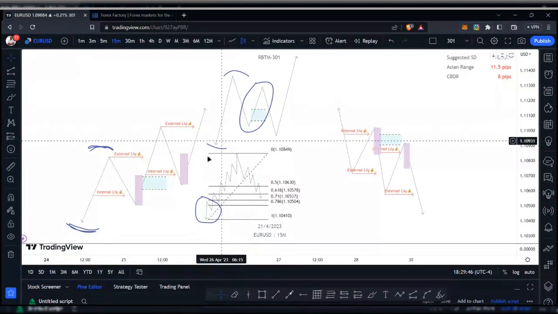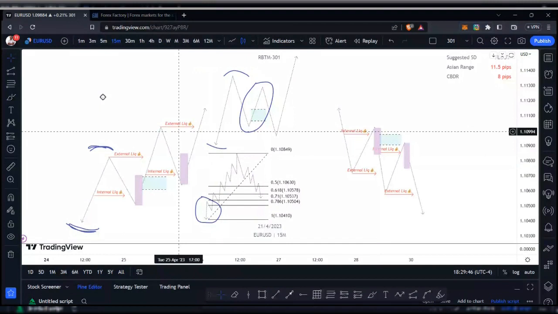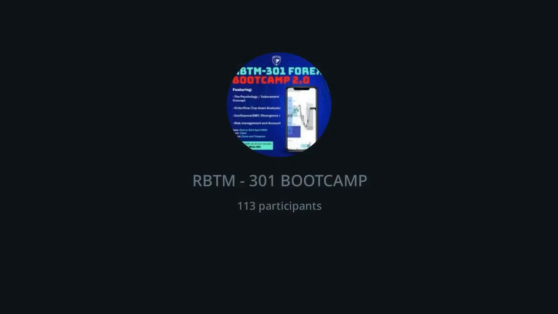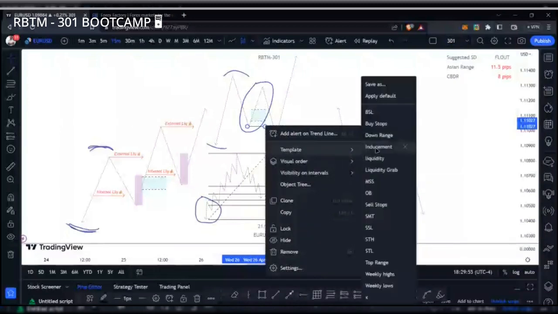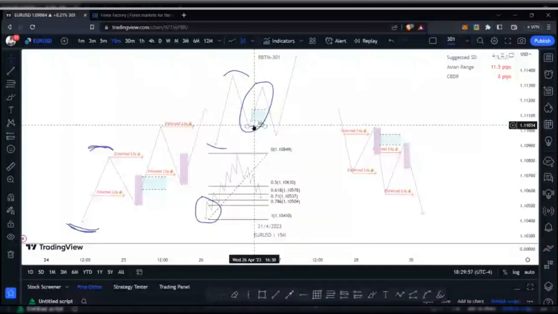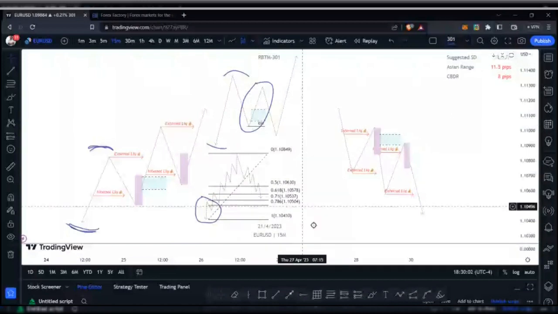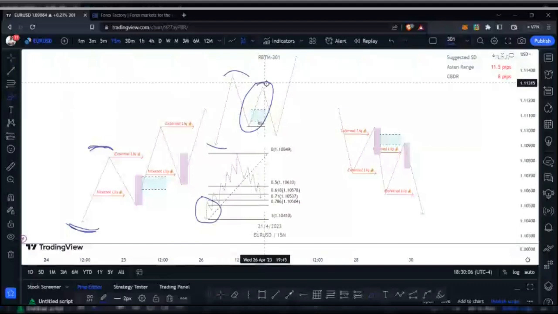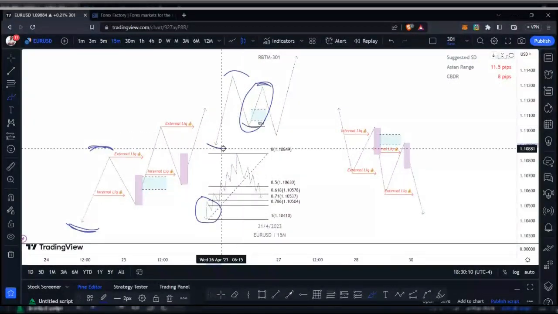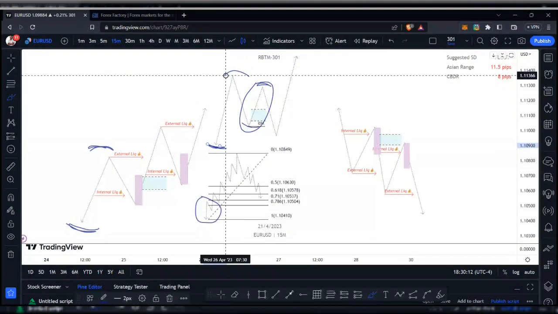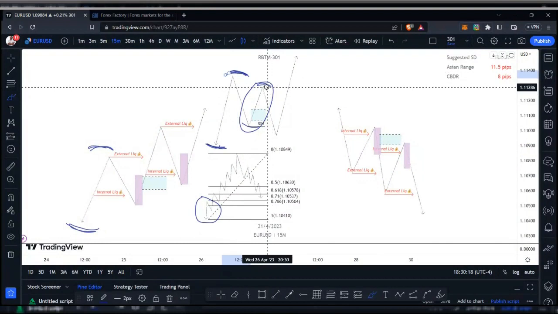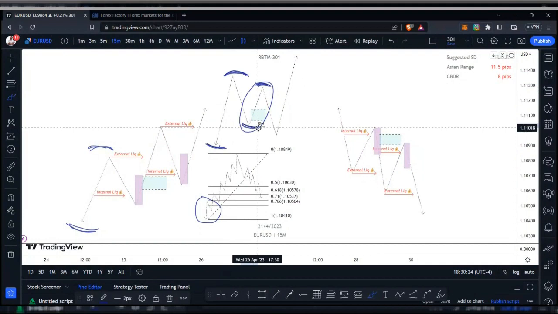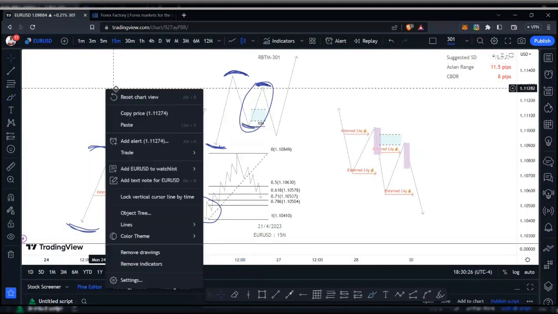So that's where you now start saying IDM, inducement, right? They are trying to induce traders. And usually, how to identify this is, it is usually between a structure. This is the main structure, this low and this high. Now, when you see an internal structure being formed, know that the low of that internal structure is what we call inducement.